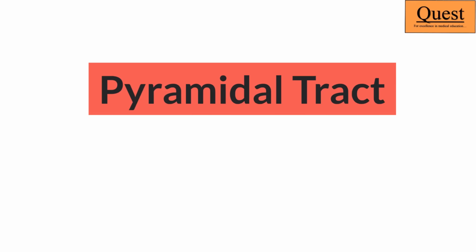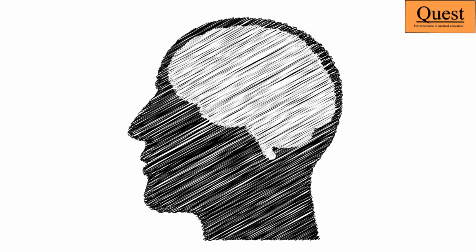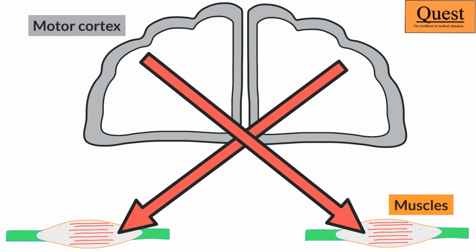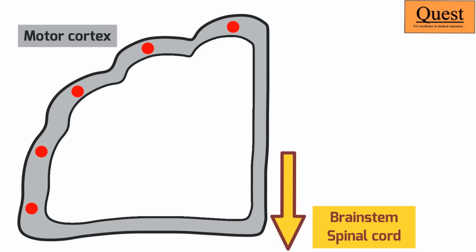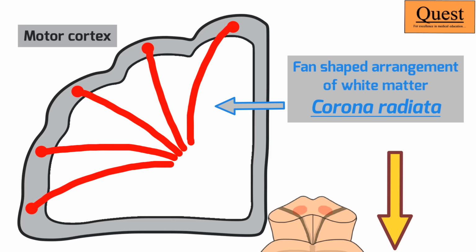Moving our attention to the pyramidal tract, which helps us control voluntary activity. We know that the parietal lobes have the motor cortex, and the right-sided parietal lobe would control the left side of our body, and vice versa. The cell neuron sitting in the motor cortex would give out cell processes which would become the white matter as it starts moving downwards towards the spinal cord. The initial arrangement of this white matter is in a fan-like manner, and this is known as corona radiata. The corona radiata is moving from the cortex and trying to reach the brainstem.